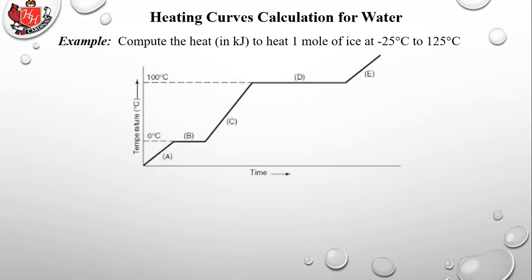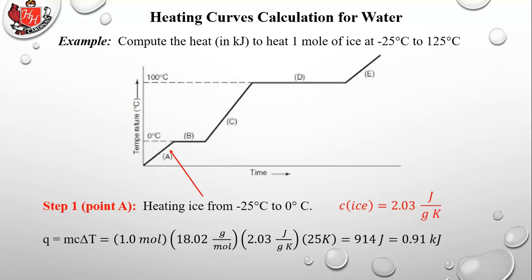Okay, so that's our objective. What we want to figure out is how much total energy does it take in kilojoules to get from negative 25 centigrade to 125 degrees centigrade. So step one, we're at point A. We're heating the ice from negative 25 to 0. It stays at ice as long as it's between those two temperatures.